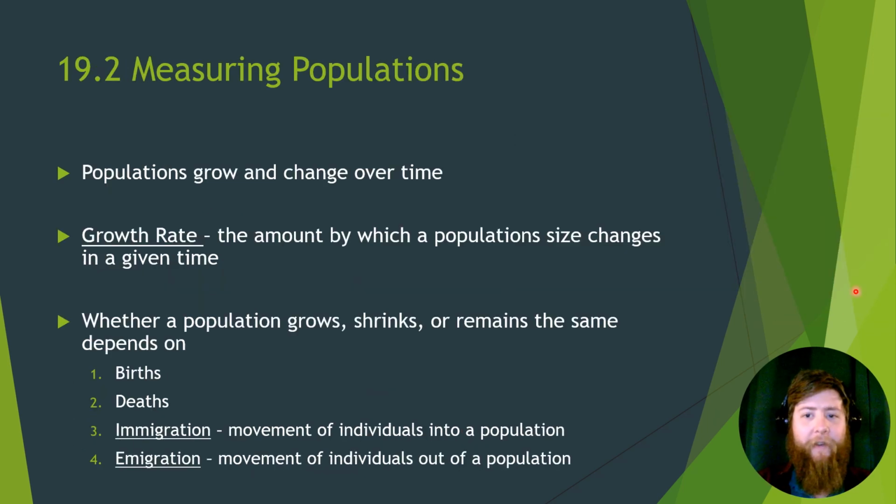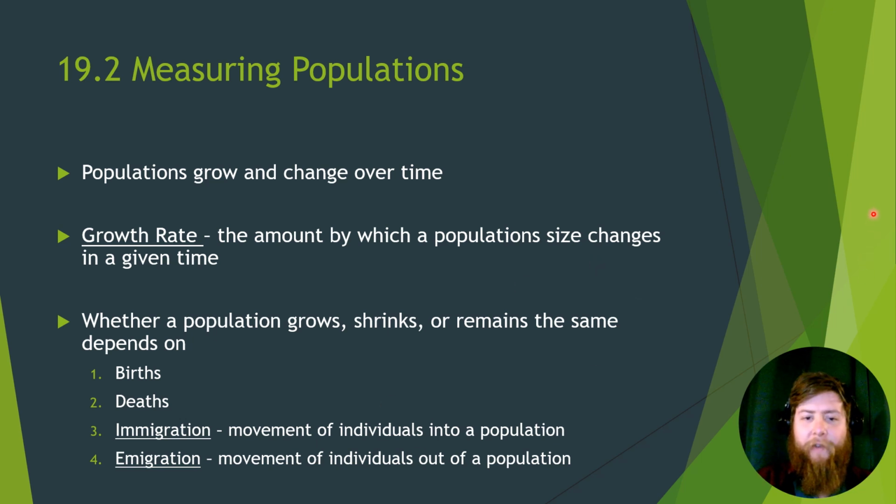Our next topic here is measuring populations. Populations are growing and changing over time. The growth rate is the amount by which a population's size changes in a given time. So it can grow, it can shrink, or it can remain the same. It's based on a couple of things: how many births are happening, how many deaths are happening, and then immigration and emigration.